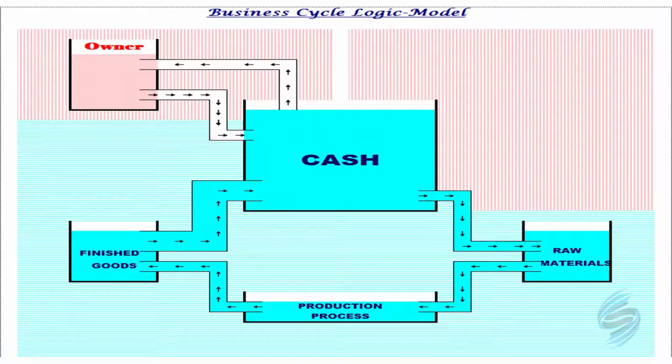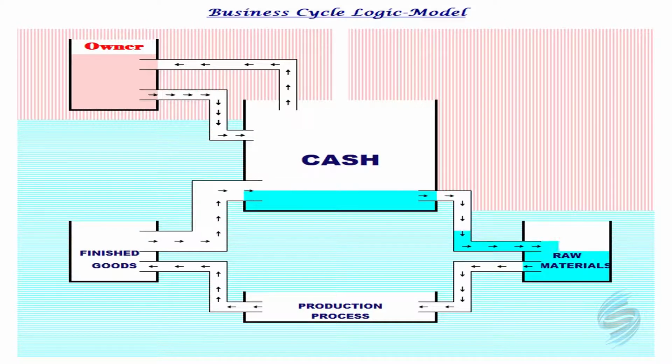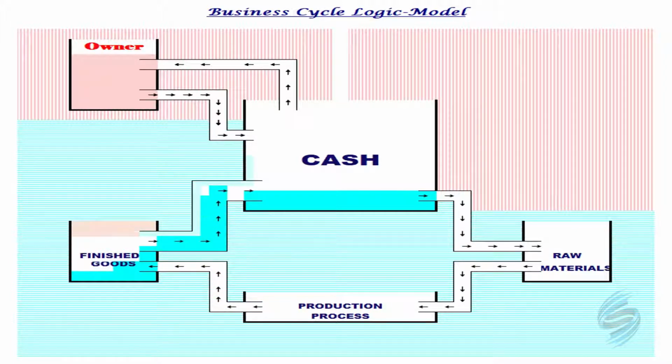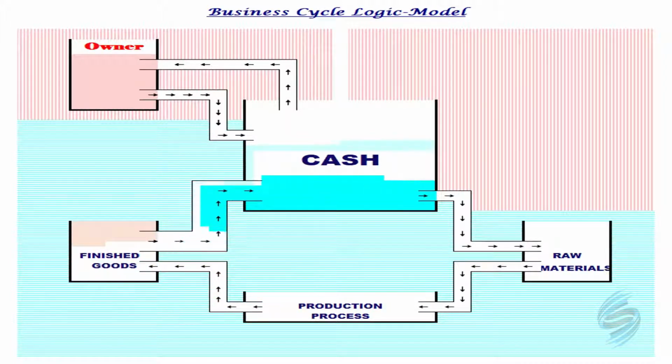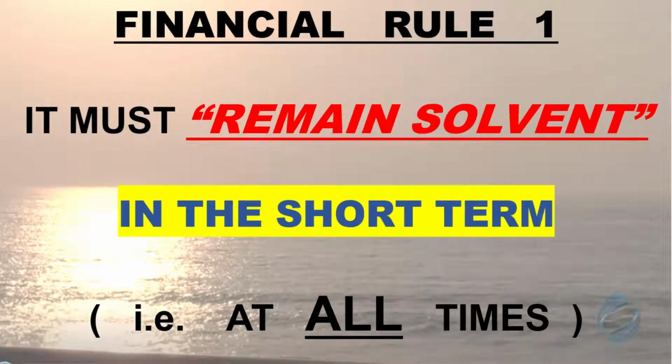As to what we've been seeing up until now. In the earlier section, we looked at the simple business cycle within a cash business. And the cash or working capital had to move around in this model. It had to continue to flow in order for the business to survive, financially speaking. So the business had to remain solvent. And that's our first rule of financial survival.